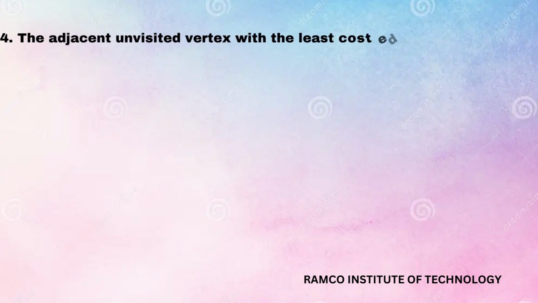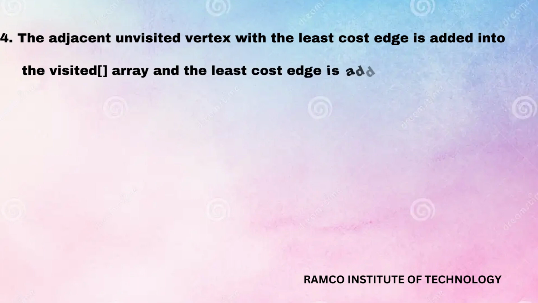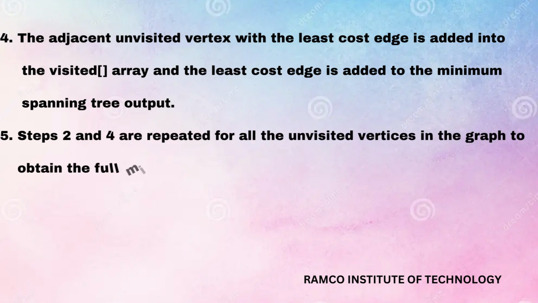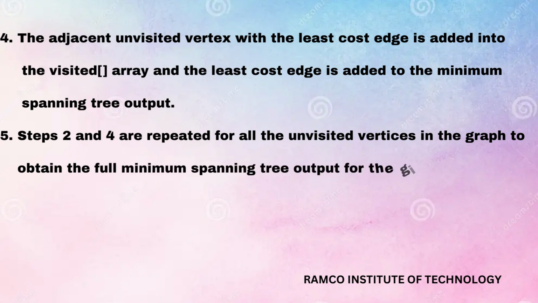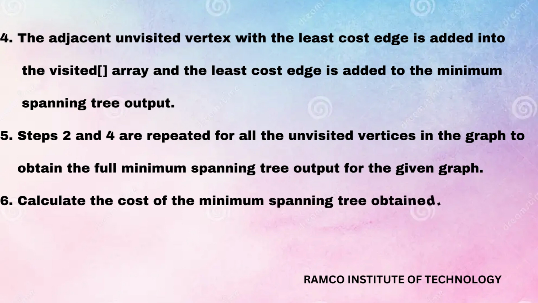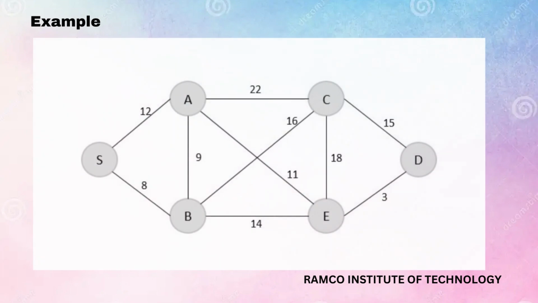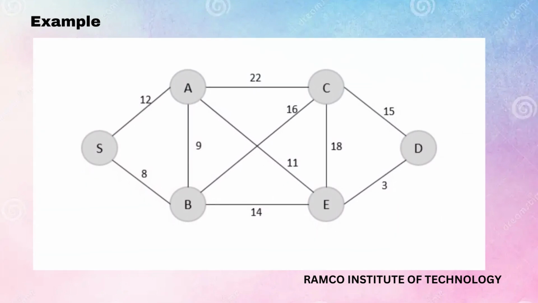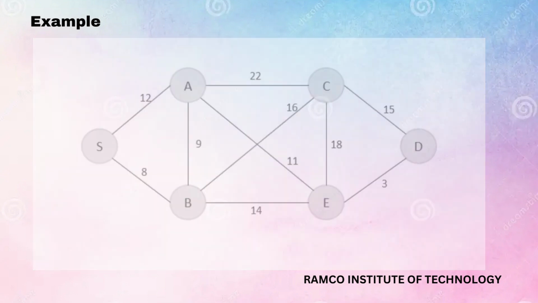Then the adjacent unvisited vertices with the least cost edges are added into the visited array, and the least cost edges are added to the minimum spanning tree output. Steps 2 and 4 are repeated for all the unvisited vertices in the graph to obtain the full minimum spanning tree for the given graph. Finally, we need to calculate the cost of the minimum spanning tree obtained. This is the graph. We are going to construct the minimum spanning tree by using Prim's algorithm.